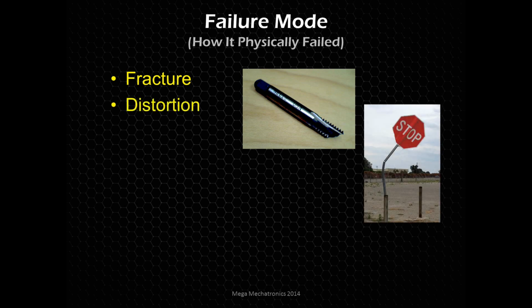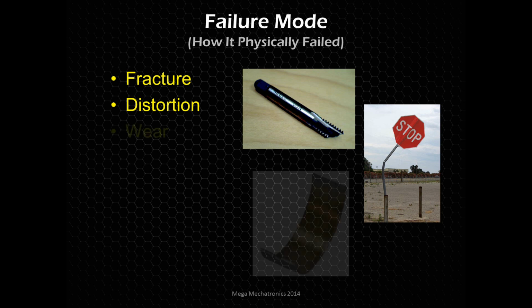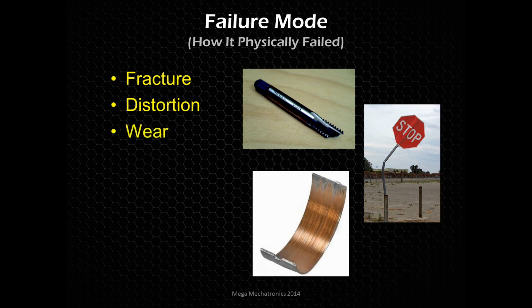There are also distortion failures. It doesn't have to fracture. It can just bend out of the way, and that's a failure. You see the sign here, that's not acceptable. That's a failure, even though it didn't fracture. Wear can cause lots of problems and lead to catastrophic failures or even fractures.